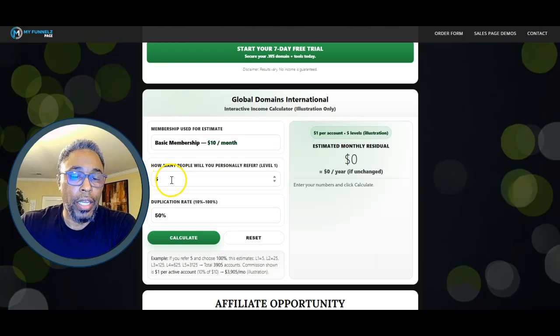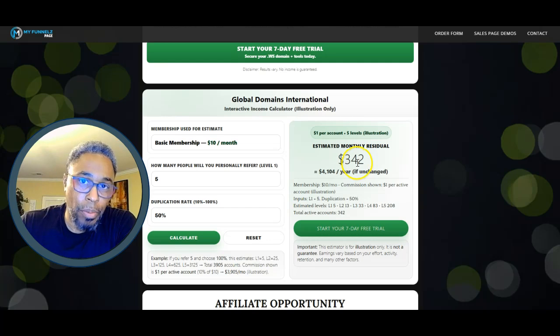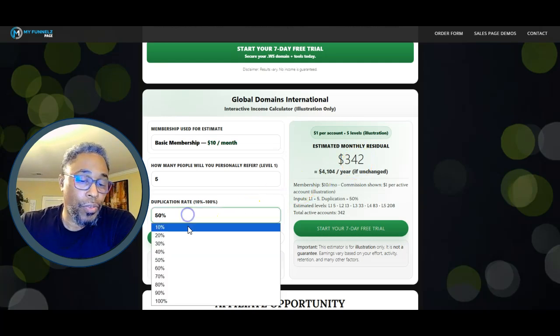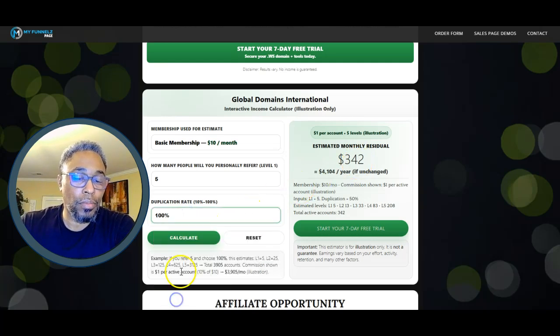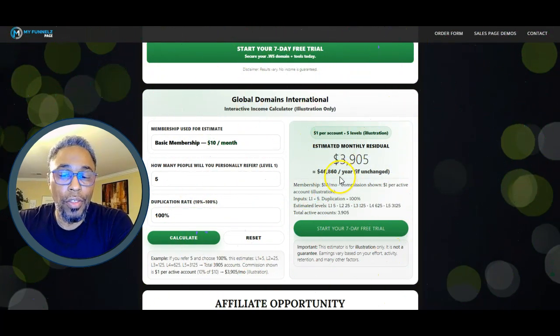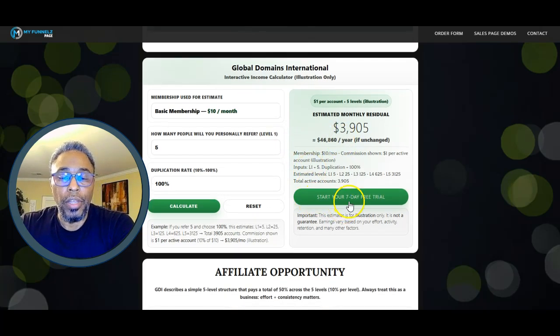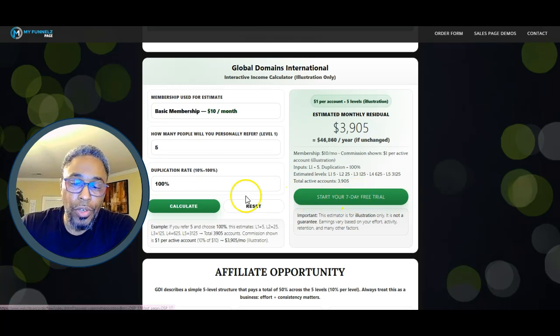It gives them an idea: if they have 5 people and only 50% of their people duplicate the process, how much money they can potentially make a year and per month. They can go up there and say 100% do the exact same thing, and it's $44,000 a year, almost $3,900 a month. They can click here again and take a 7-day free trial.